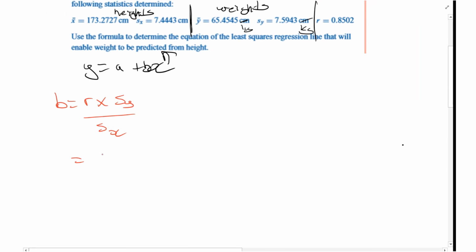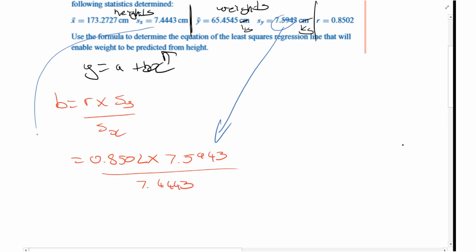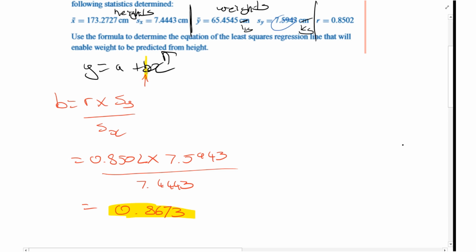So that's where I'd go 0.8502 times 7.5943 divided by 7.4443. And remember, that goes there, and this one was to use there. Okay, I'm going to get rid of those arrows now just because they're going to get in the way, but I just want to remind you where those came from. That equals 0.8673. So I've already found what b equals, so let's highlight that. B is going to go here.